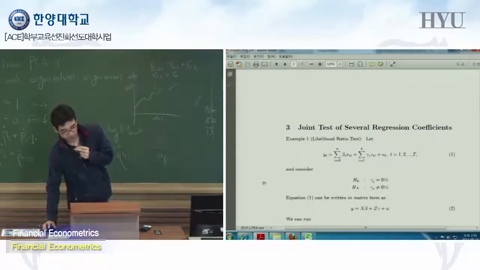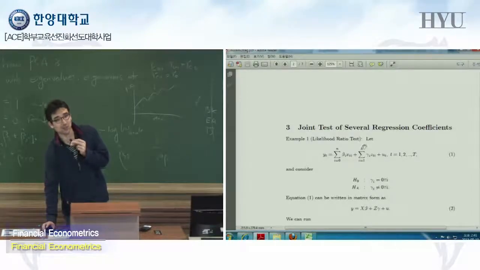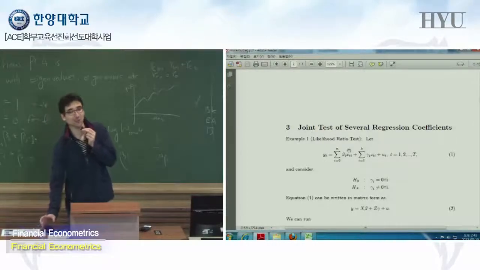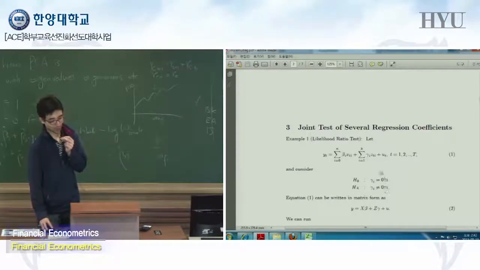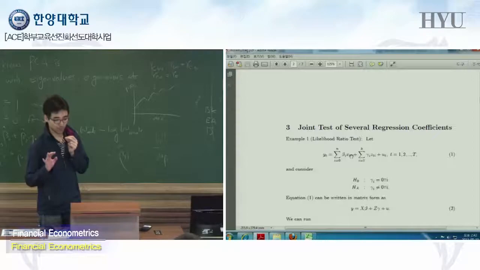If k is just 1, then it's easy, right? We can check either the standard error or t value or p value, and if the t value is large enough or the p value is small enough, then we can say it is statistically significant, so we can reject the null hypothesis. But now we want to check a block of variables, so there is more than one, right? So we want to check whether a block of k variables is jointly significant or insignificant.